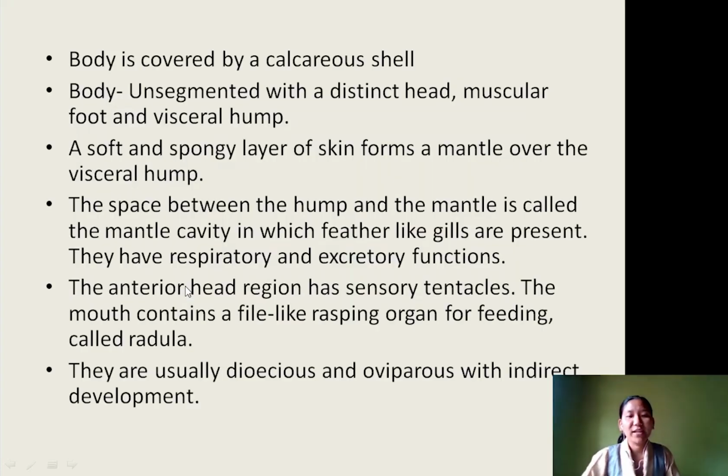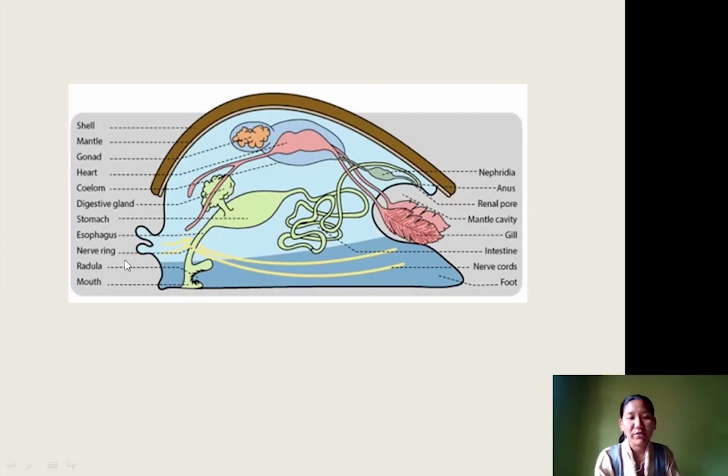The anterior head has sensory tentacles, and the mouth contains a file-like grasping organ for feeding called the radula. This is an example of Mollusca. The whole body is divided into head, foot, and visceral hump, having all the visceral organs, and the body is covered by a shell. In the head part there is a mouth and the radula, which helps in feeding.